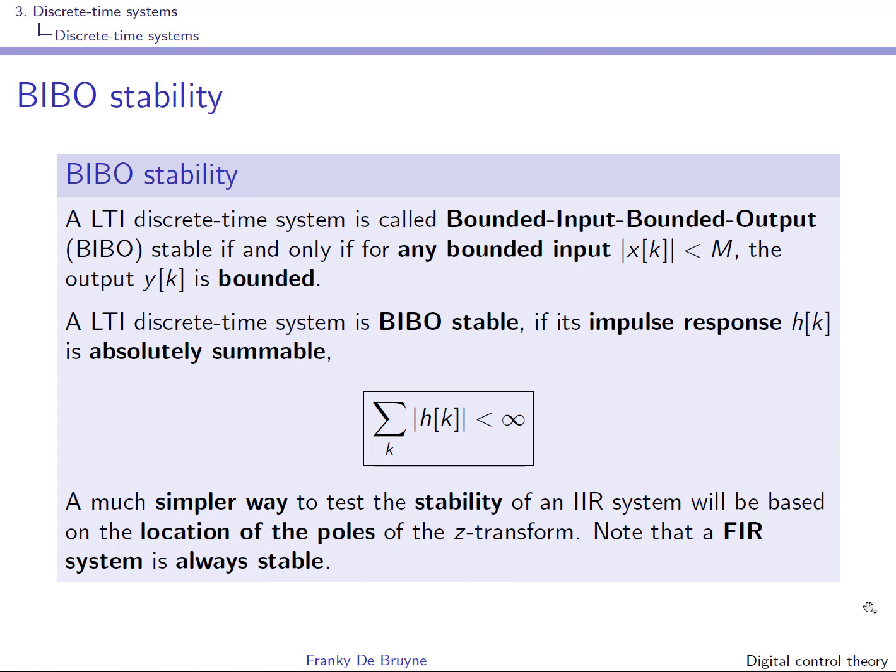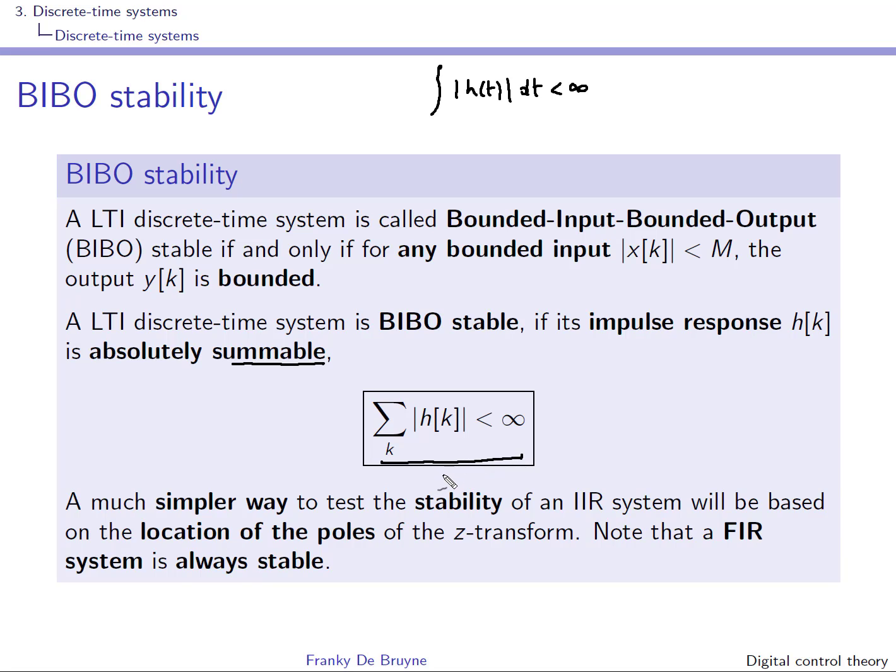We have seen in last year's course that a linear time invariant continuous time system is bounded input, bounded output stable if its impulse response is absolutely integrable. Okay, so the integral of the absolute value of the impulse response converges. Well, a linear time invariant discrete time system is bounded input, bounded output stable if its impulse response is absolutely summable. Okay, so this gives rise to this condition over here, and notice the similarity.